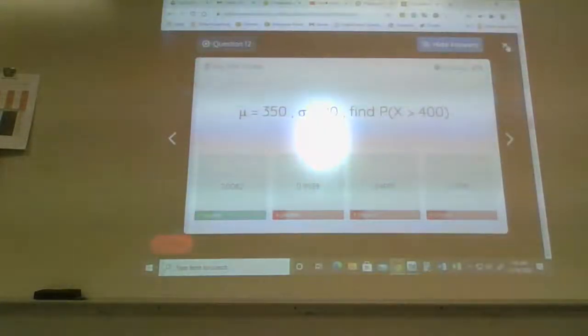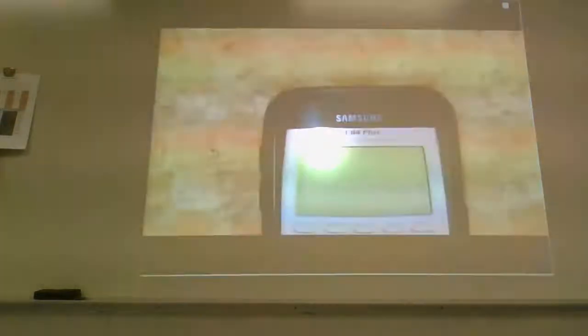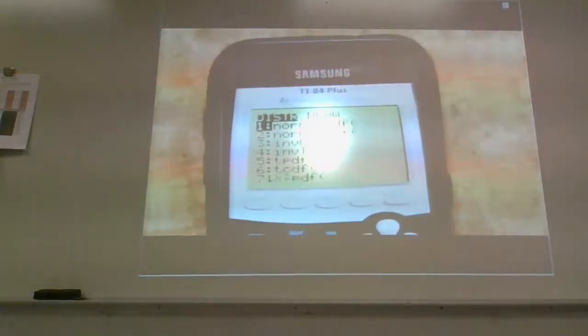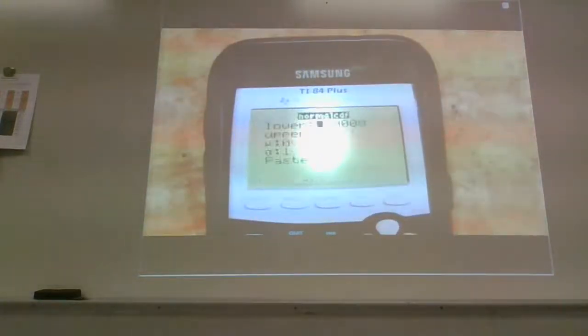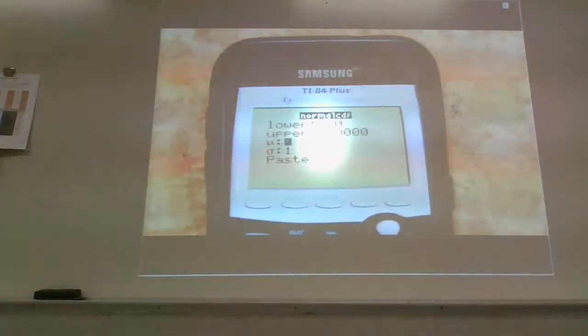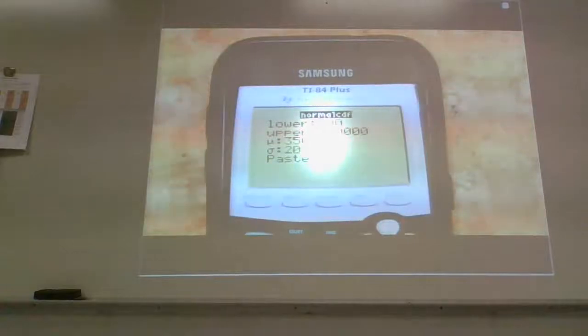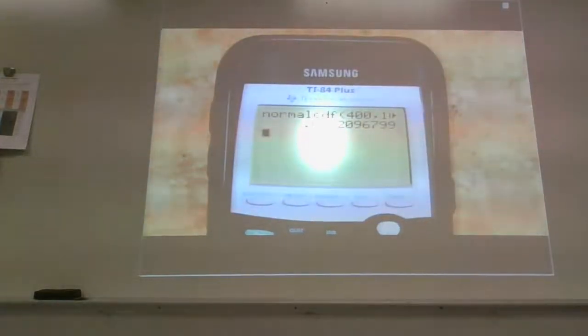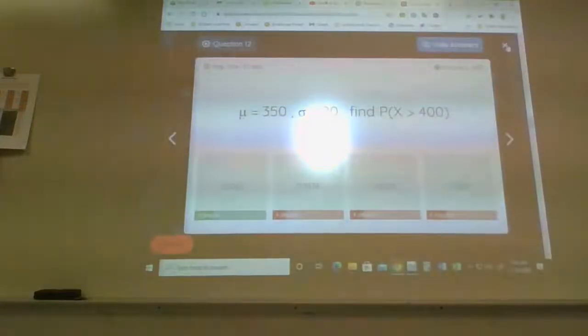Actually, I'm going to do this one on the TI-84 that I have, just so you can see exactly what the interface would look like. 350, 20, and 400. So the interface would look like this. Normal CDF, 400, big number, 350, and 20. Were those the numbers? There we go. And it spits out 0.0062 or 0.62%, which is why that is the answer.